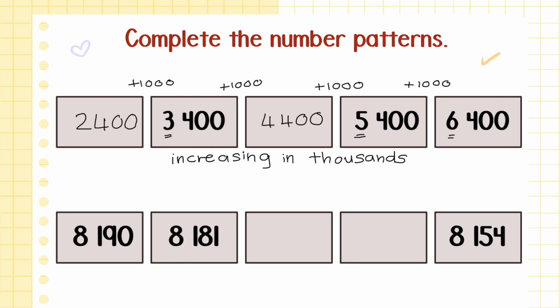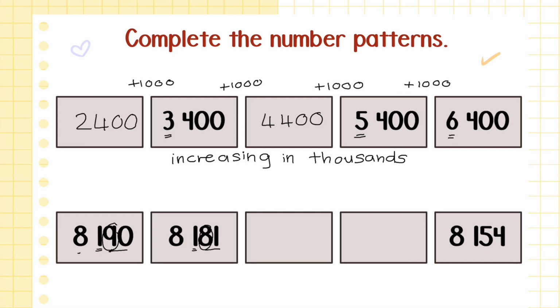Let's move to the second question. The first number is 8,190. Move to the second number, it becomes 8,181. Look at the thousands, 8 and 8 remain the same. Hundreds remain the same, which is 1 and 1. However, the tens place value has changed from 9, it becomes 8. So read the number 8,190 becomes 8,181. So you can see that the number is going down because 90 to 81 is counting backwards.